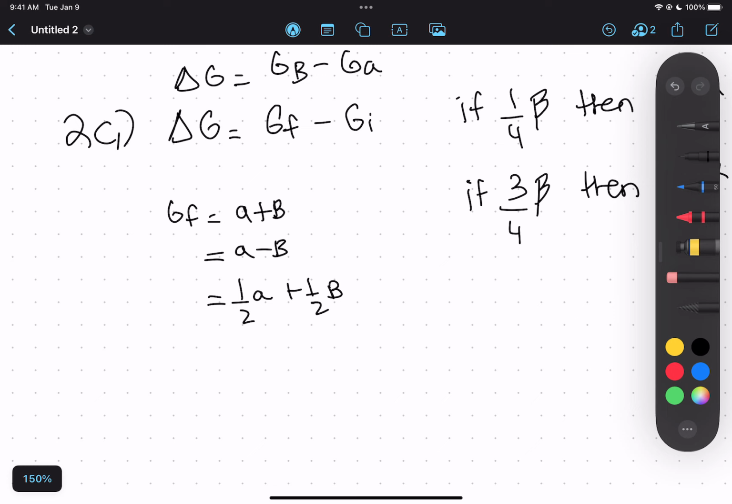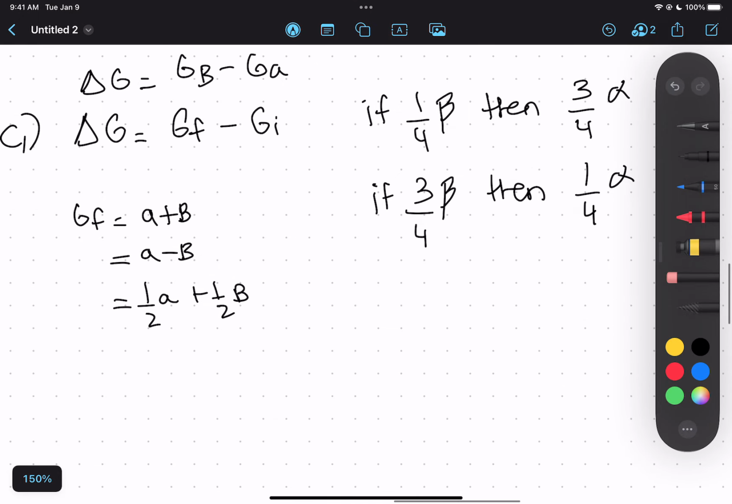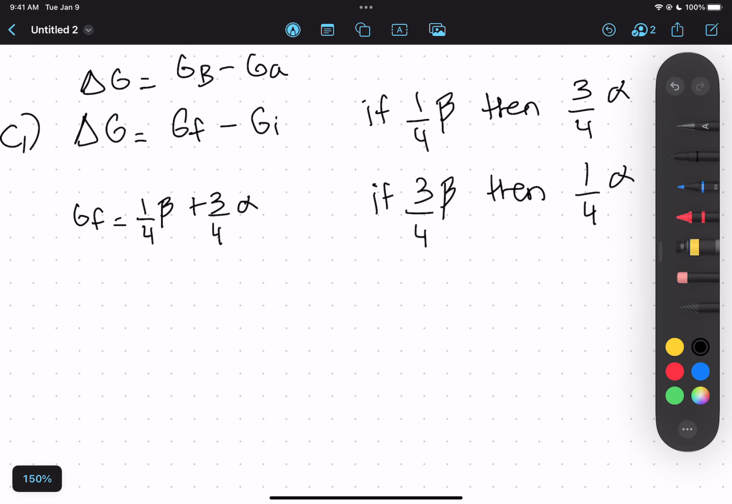So we're getting closer, right? We have that final state has a mixture of alpha and beta. So 1/4 of it has to be beta, and we said that 3/4 has to be alpha. So you can rewrite it as 1/4 beta and 3/4 alpha. That's kind of like your mixture for your final state, right?